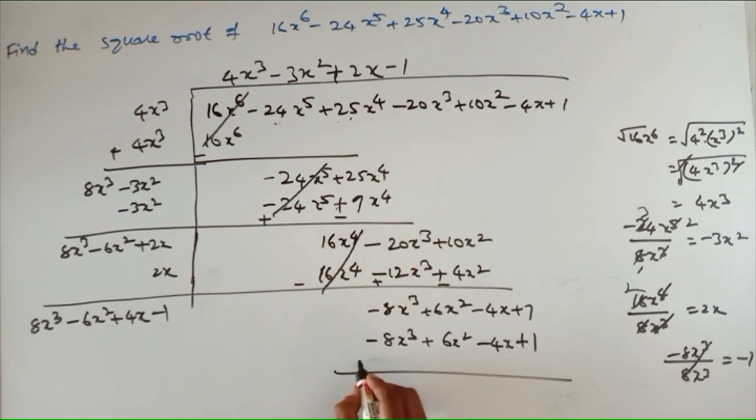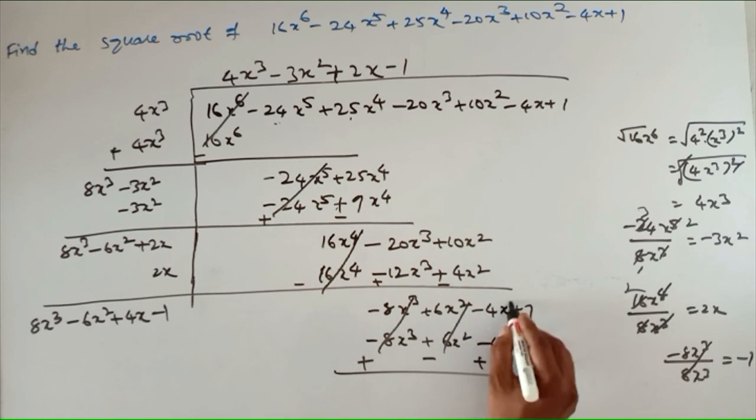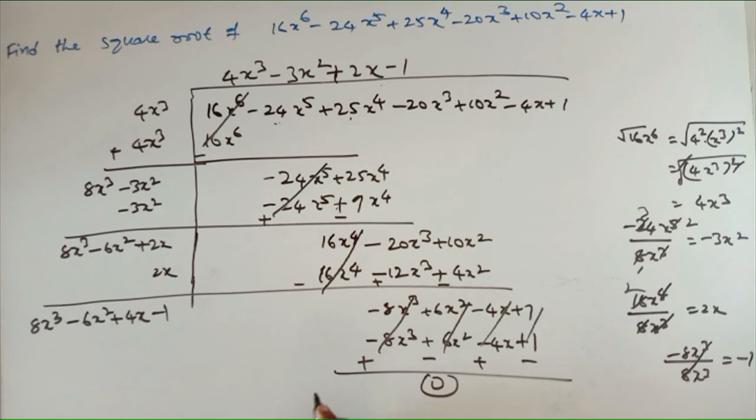Now do the subtraction. Plus minus plus minus. So all of these are going to be cancelled. The answer will be 0. So therefore the square root of the given expression is 4x cube minus 3x square plus 2x minus 1.